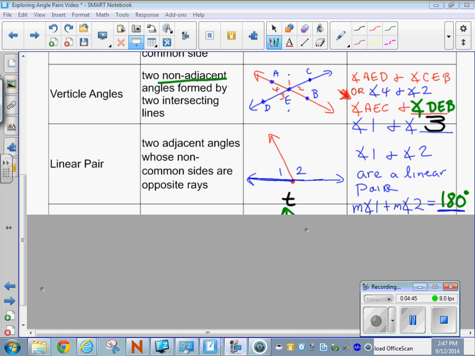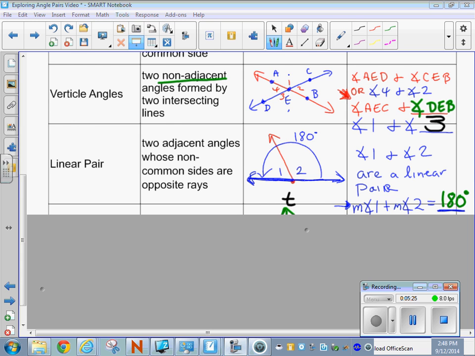All right, a linear pair. A linear pair is a pair of angles that form a line. So take a look at the picture. Angles 1 and 2 are a linear pair, two adjacent angles whose non-common sides are opposite rays. So hopefully you know what opposite rays are. If you don't, you need to go back and look at your vocabulary words. The really cool thing is that since 1 and 2 go together to form a straight line, we know that the measure of angle 1 plus the measure of angle 2 has to equal 180 degrees. So those two added up have to equal 180 degrees.